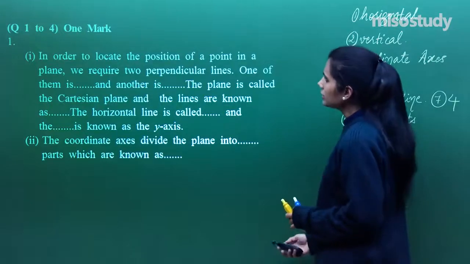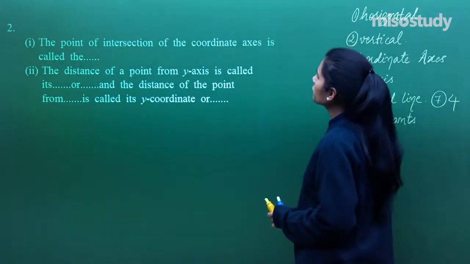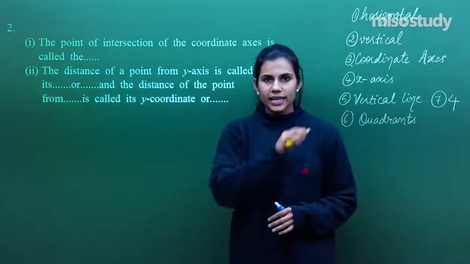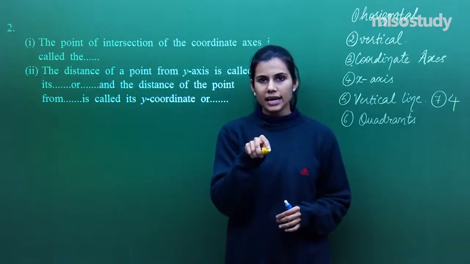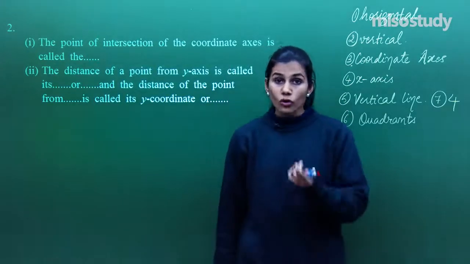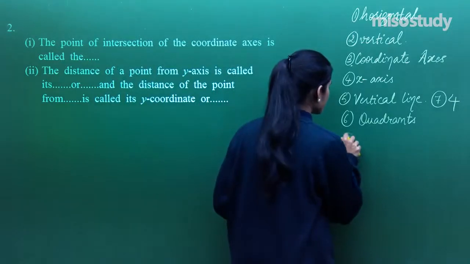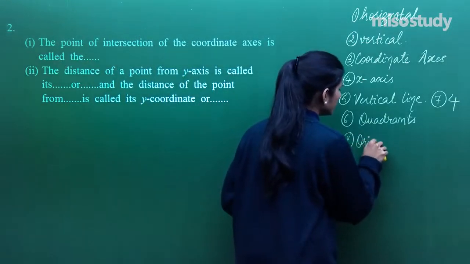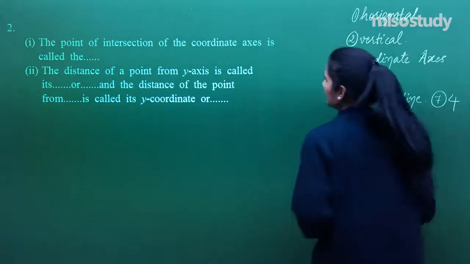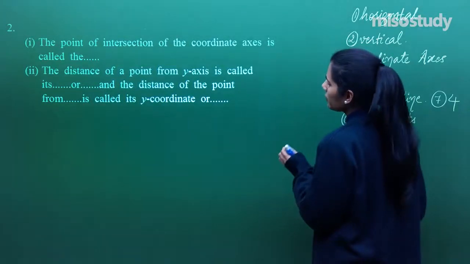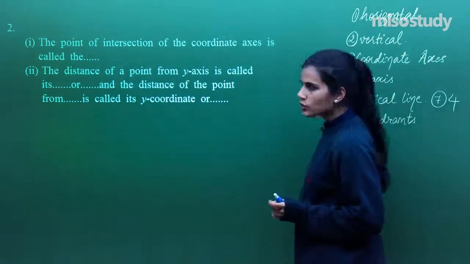After that, you have the point of intersection of the coordinate axis. The x-axis and y-axis intersect each other at the origin. That point of intersection is called the origin. And what is it saying? The point of intersection of the x and the y-axis is called the origin.